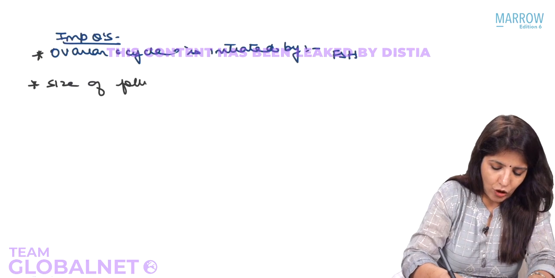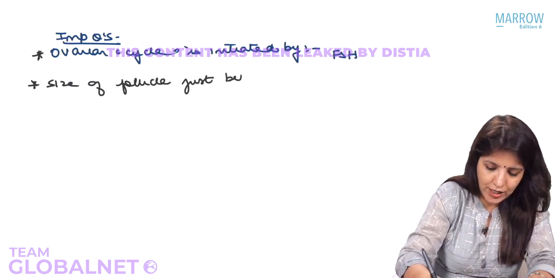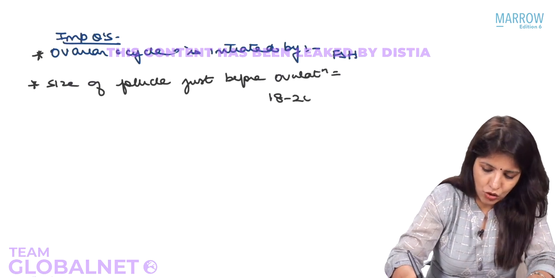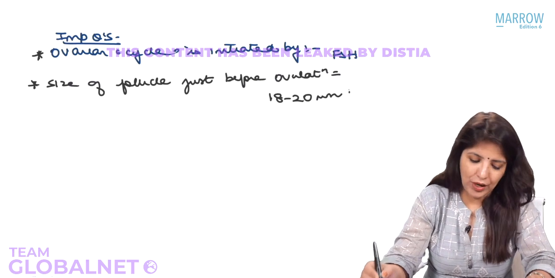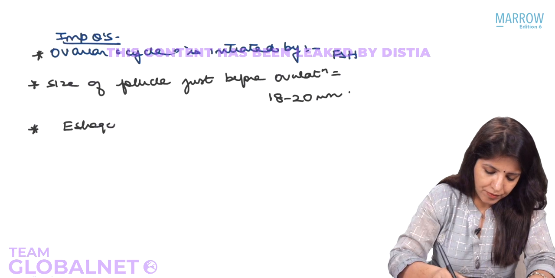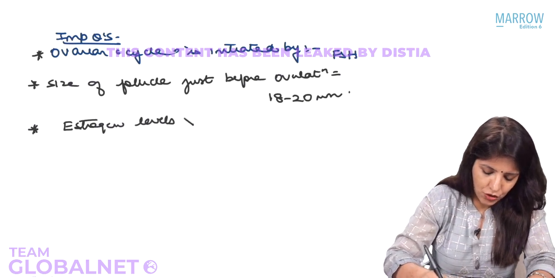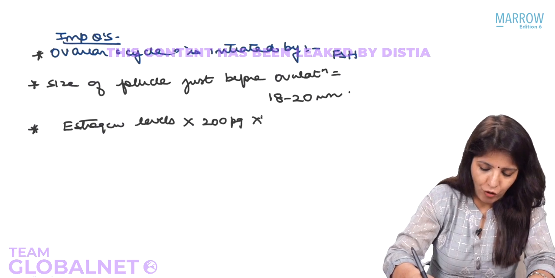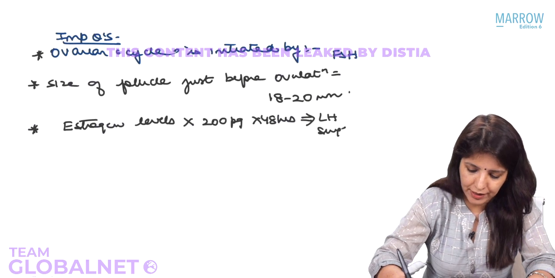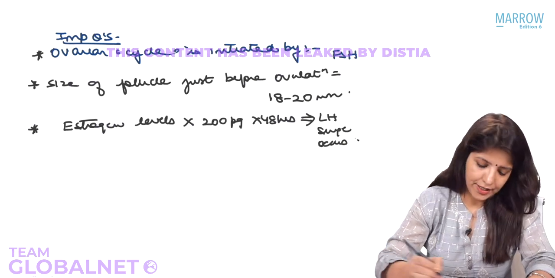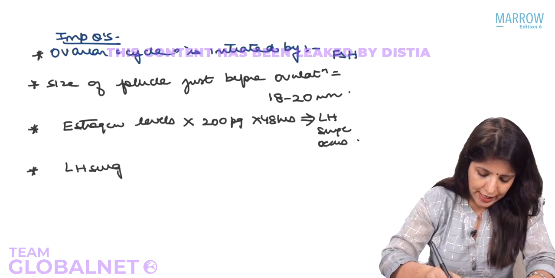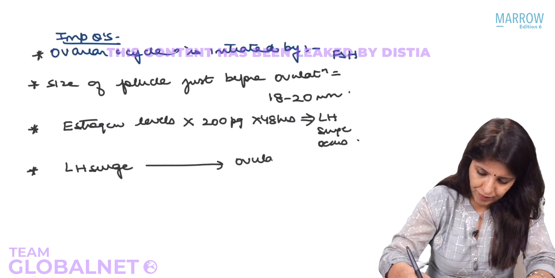The size of the follicle just before ovulation is 18 to 20 millimeter, right? Next question. As I told you, estrogen levels should be 200 picogram for 48 hours, then only LH surge occurs, right? Next question. What is the time interval between LH surge and ovulation?